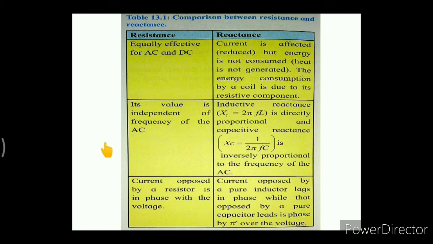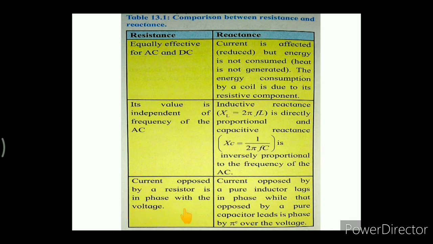Now, the value of the resistance is independent of the frequency of AC, whereas inductive reactance, given as XL equal to 2 pi FL, is directly proportional to the frequency of AC, and capacitive reactance, which is XC equal to 1 upon 2 pi FC, is inversely proportional to the frequency of AC. The third comparison is given for the resistance.